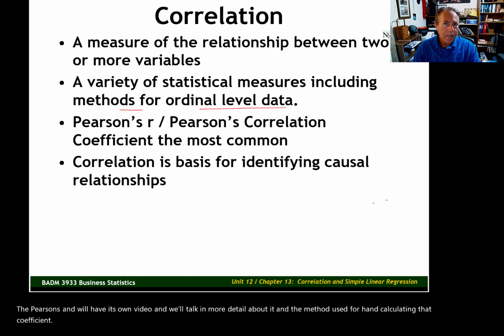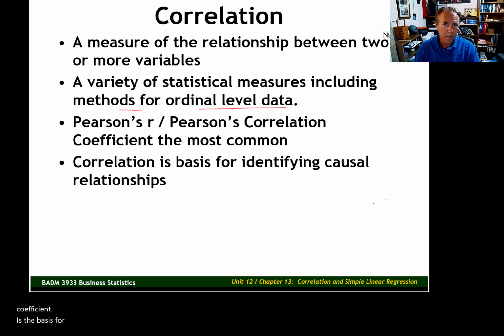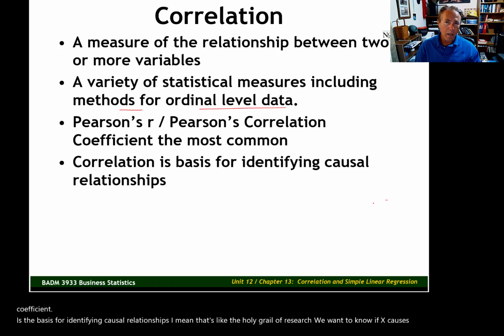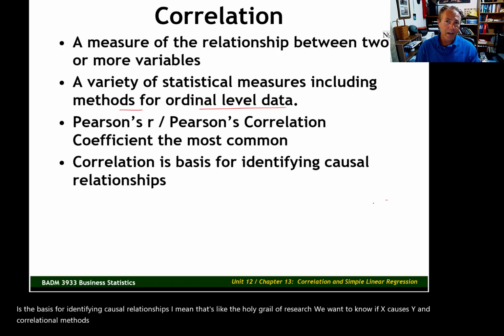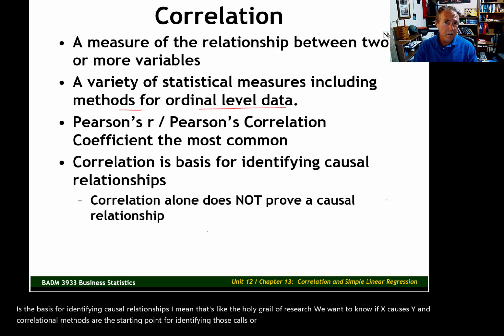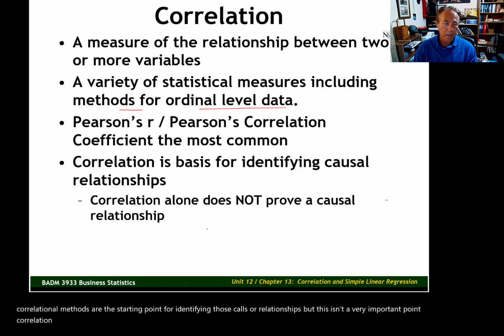Correlation is the basis for identifying causal relationships. I mean, that's like the holy grail of research. We want to know if X causes Y. And correlational methods are the starting point for identifying those causal relationships. But this is a very important point. Correlation alone does not prove a causal relationship.